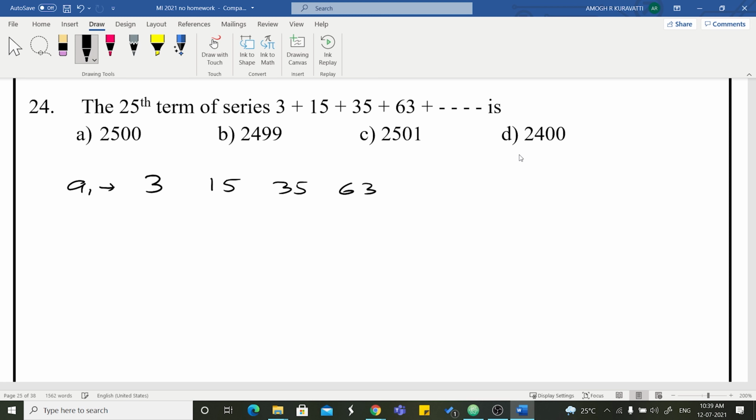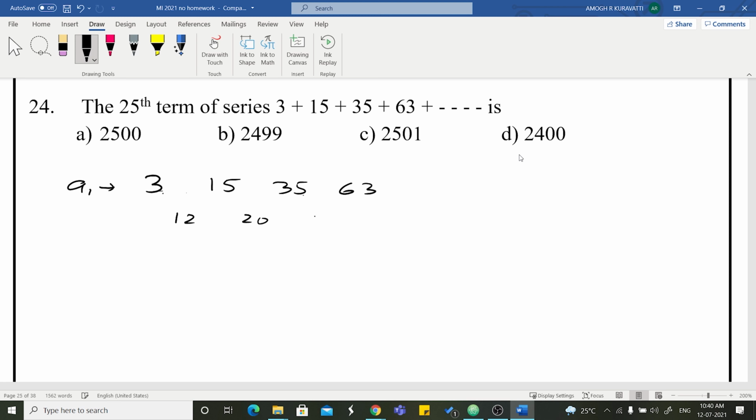So A1 is the sequence. It is not in AP, because what is the difference of these two? Here 12. Here the difference is not 12, that is more than 12. So it is not in arithmetic progression. Now to convert to AP, how to convert it? What is the difference of these two? 12. What is the difference of these two? How much is it, look, 20.